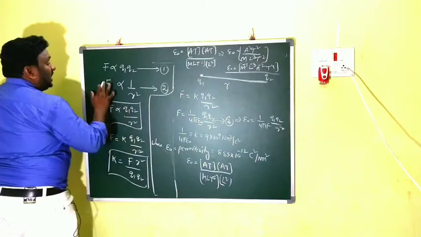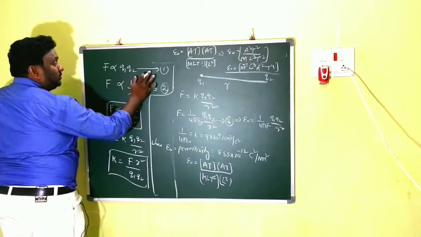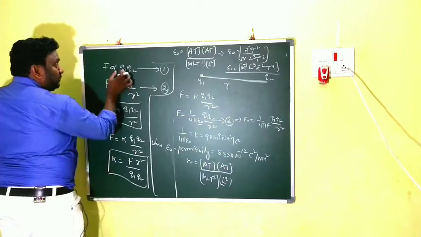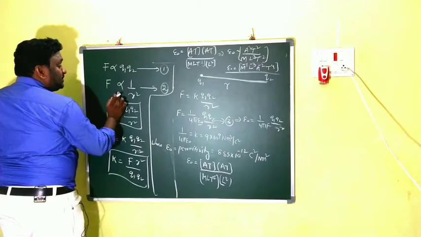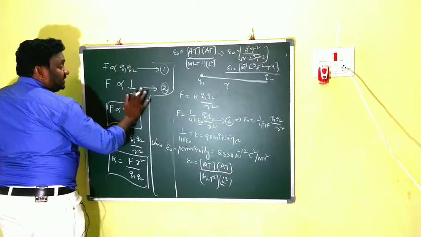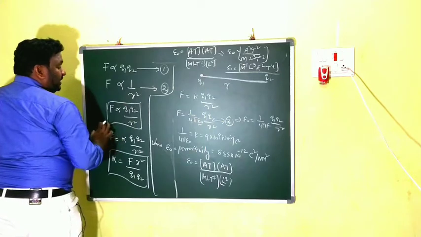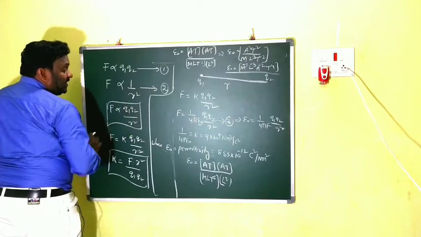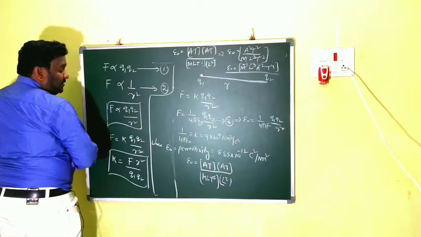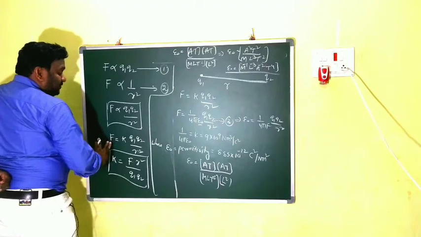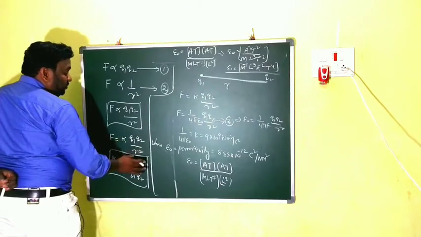According to Coulomb's law, F is proportional to Q1 Q2, equation number 1, directly proportional, and F is inversely proportional to the square of the distance, equation number 2. From these two, what do you write? F is proportional to Q1 Q2 by R square. Clear? After that, I am writing F is equal to K into Q1 Q2 by R square.